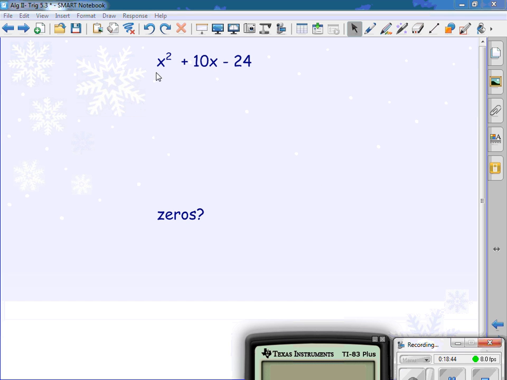Here, I have x squared plus 10x minus 24. I want to see if you can factor this one. There's a reason why I have this one up here. The only way I can get an x squared is an x and an x. What does this negative tell me? One has to be positive, one has to be negative. What do you do when one number is positive, one number is negative? Do you add them together or subtract them? Subtract.